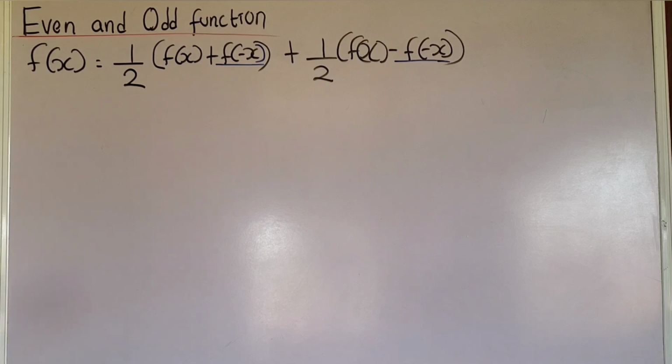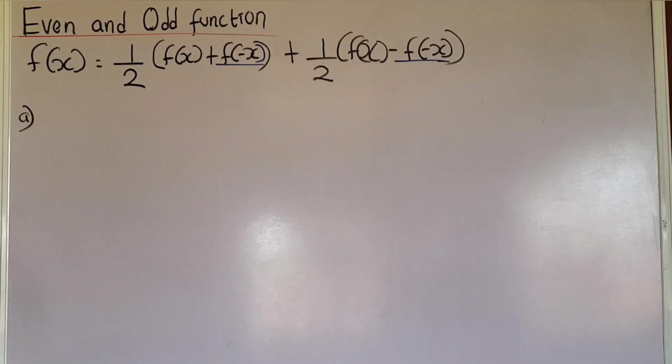Okay, well, let us look at some examples. Any function that satisfies this condition can be written as the sum of an even and an odd function. Okay, so let's look at a worked example. Show that the following function can be written as the sum of an even and an odd function.